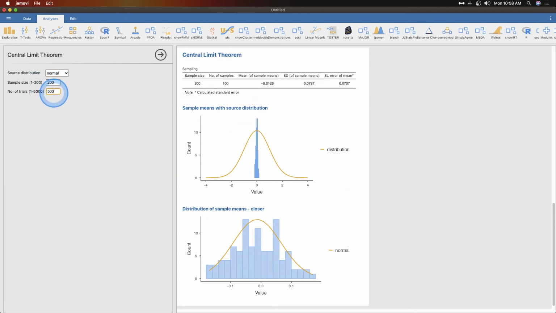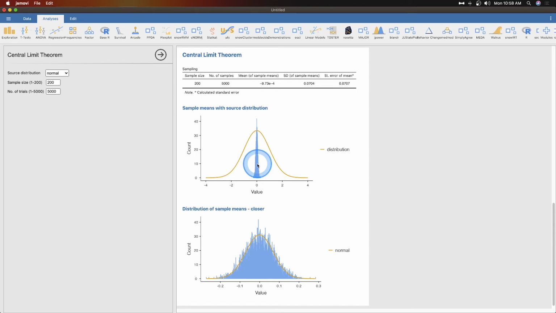Number of trials, if we put this up to 5,000, the bar itself is going to change, but you can see that, look at that, it's essentially around 0. And you can get the number of samples, the mean of that sample, this is essentially 0, negative 9.73 times 10 to the negative 4th.